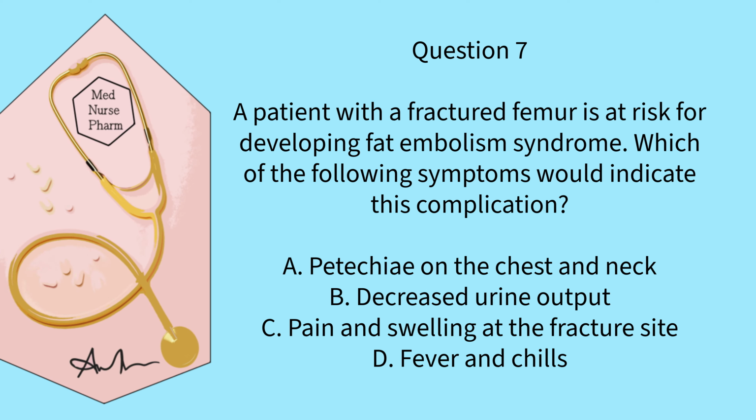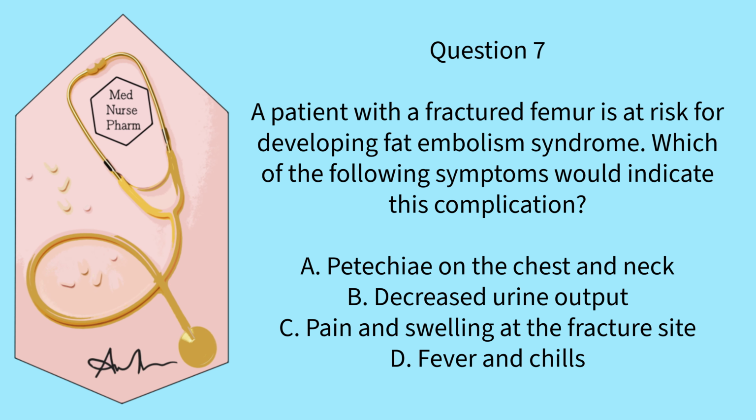Question 7. A patient with a fractured femur is at risk for developing fat embolism syndrome. Which of the following symptoms would indicate this complication? Petechiae on the chest and neck, decreased urine output, pain and swelling at the fracture site, fever and chills. Pause the video and select your answer.